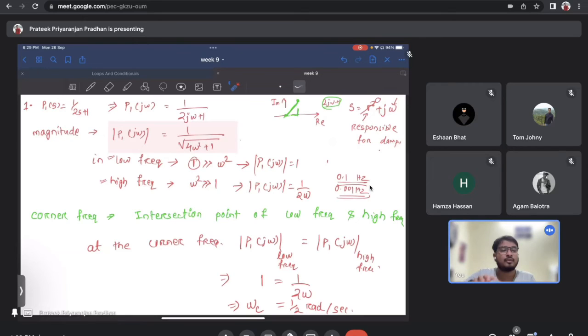Let's calculate the magnitude. What is the magnitude? The magnitude of G of j omega will be simply 1 upon root over of (9 minus omega square) whole square plus 9 omega square. Okay, (3 omega) whole square is equal to 9 omega square.